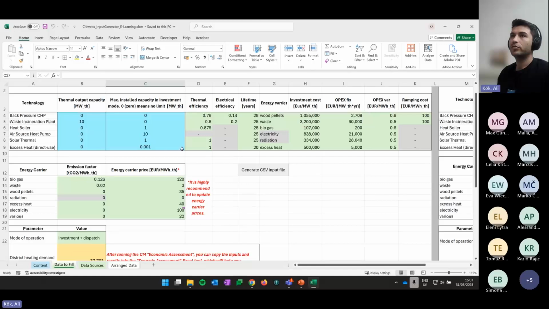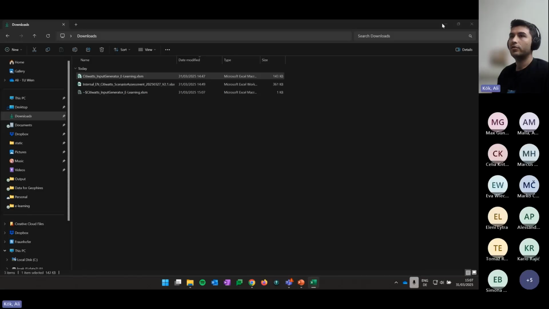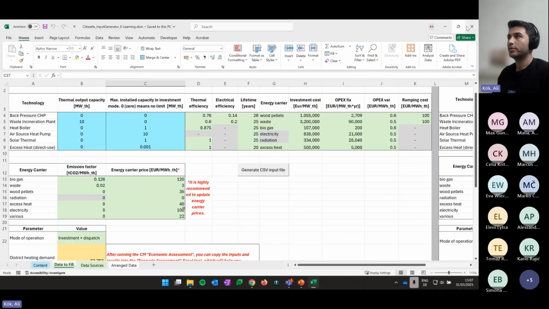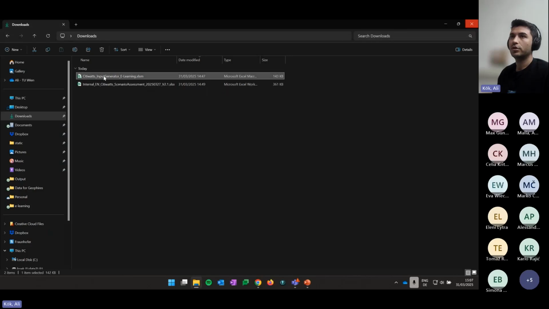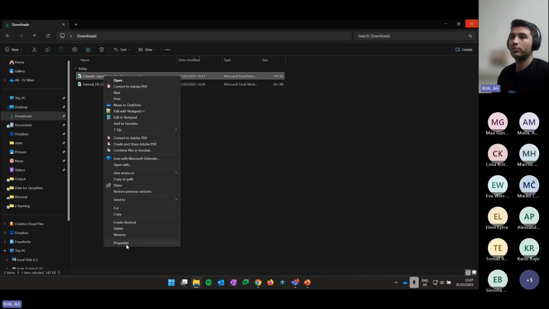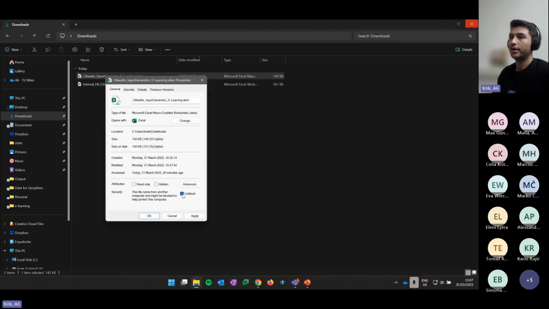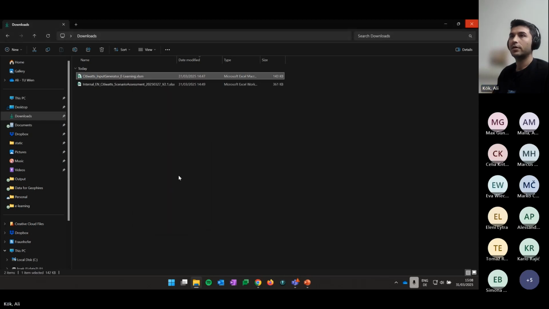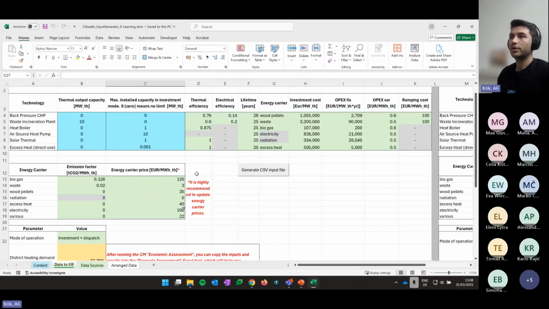Therefore, when you want to use this file, you need to, or maybe I show it because probably you will have this issue. You need to go to the properties and click unblock here. Otherwise, you will get a security notice from Excel, so you cannot run the macro. So now I allowed it by clicking that option. Now I can come here.